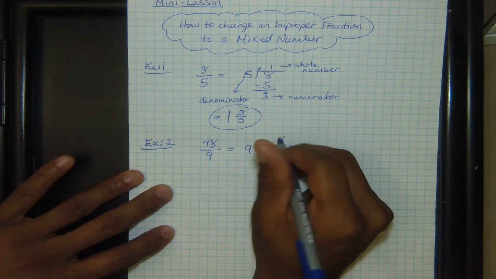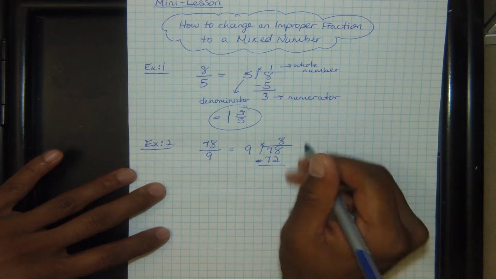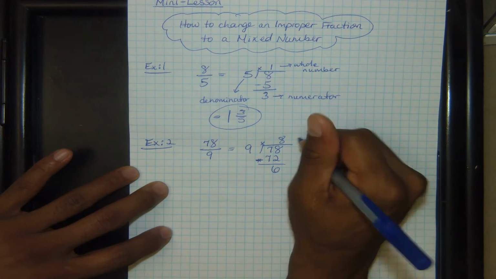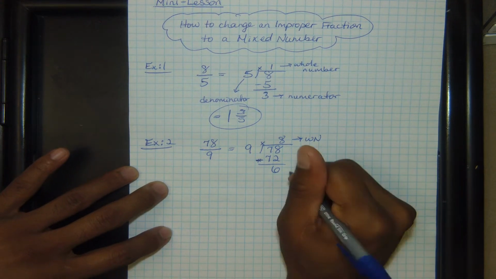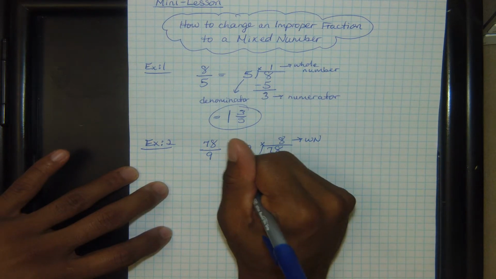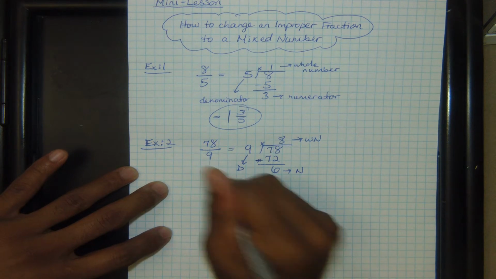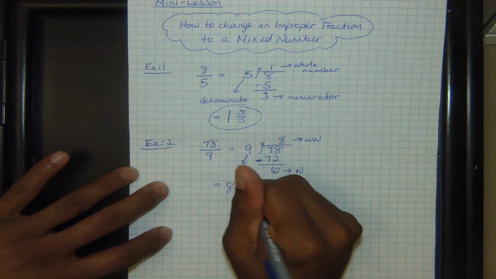Well, you've been practicing, you know that 9 goes into 78 8 times. 9 times 8 is 72. Oops, excuse me, when you subtract, alright, you're going to get 6. And once again, this is your whole number. This is the numerator. And this guy here is the denominator. So we write it as 8 and 6/9.